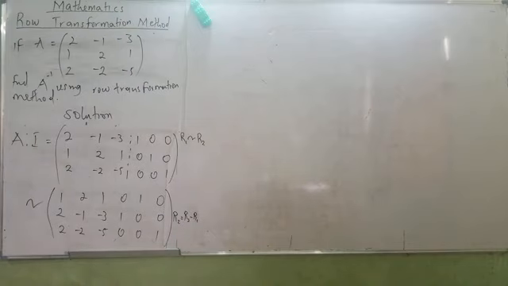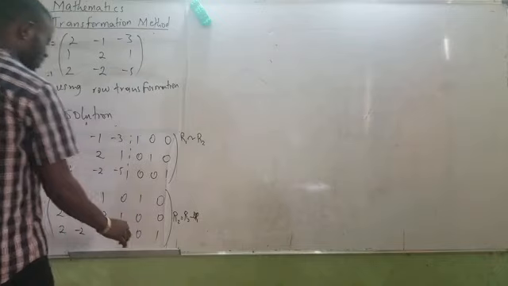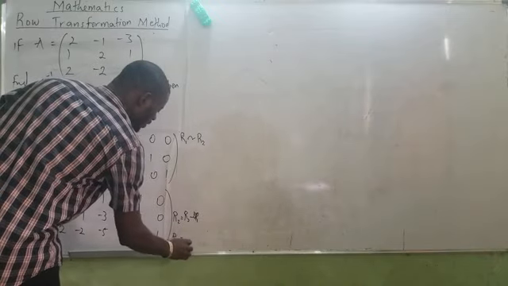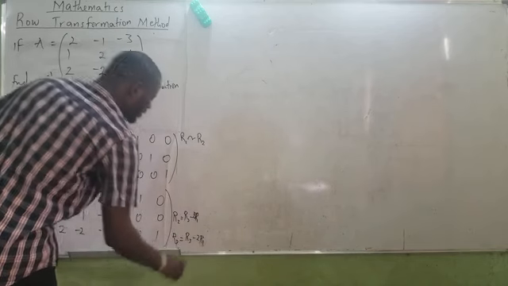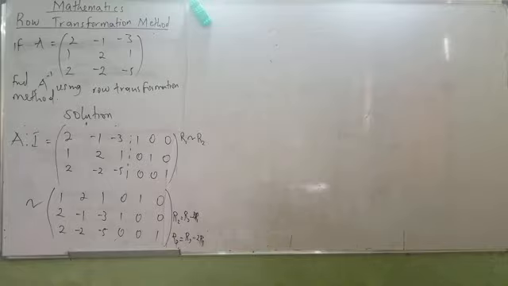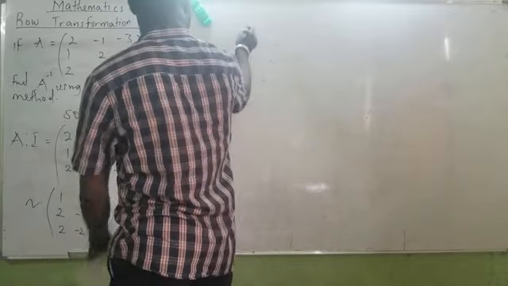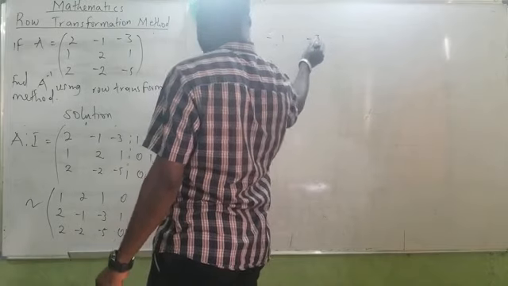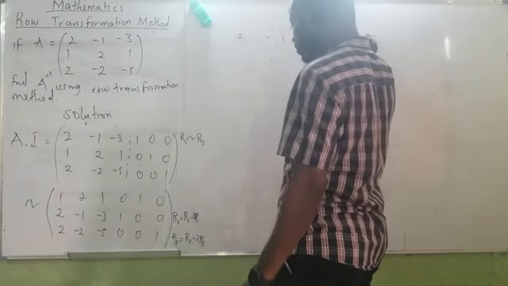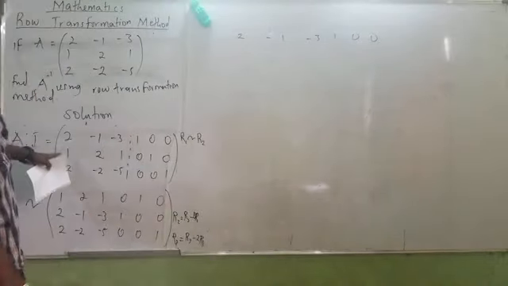Now since I have that, I can also say, yes, 2 R1, sorry. Let me put 2 R1. And here R3 will be equal to R3 minus 2 R1. Now, listen to me. Many of my friends always make mistakes doing this. I'm talking about R2. What is my R2? 2, minus 1, minus 3, 1, 0, 0, minus 2 R1.